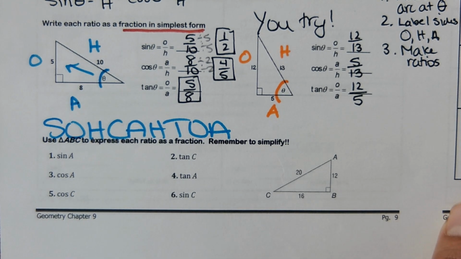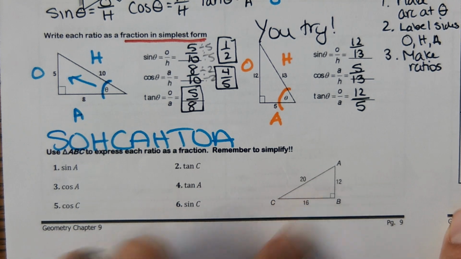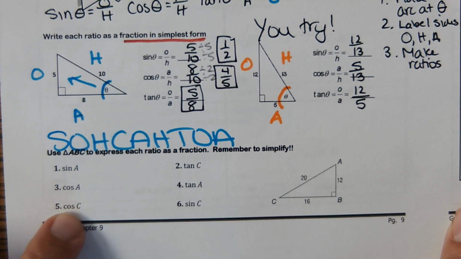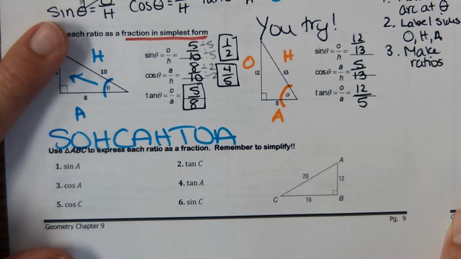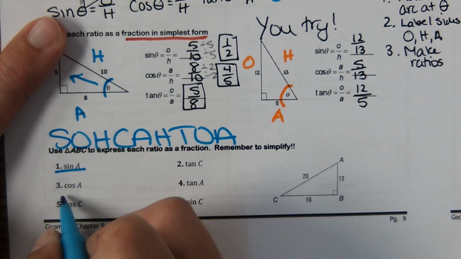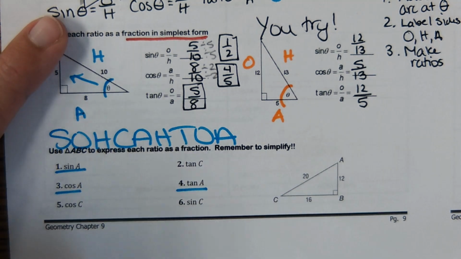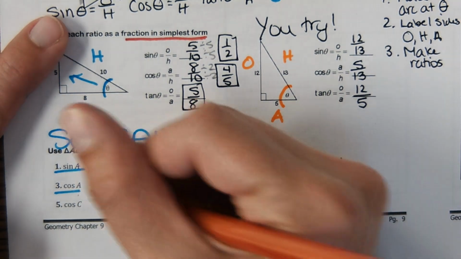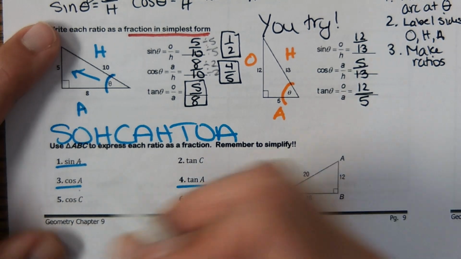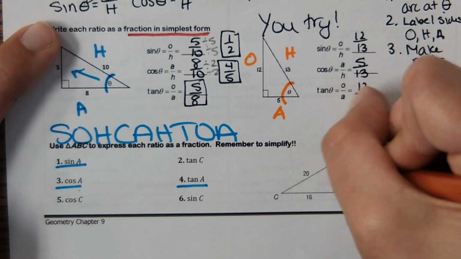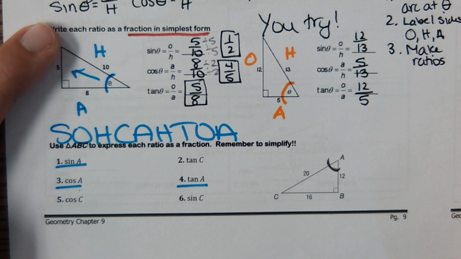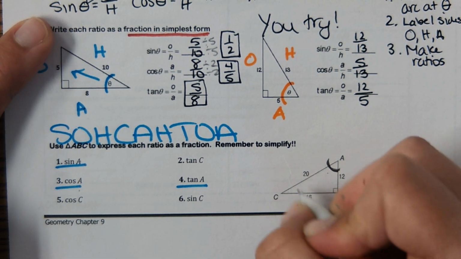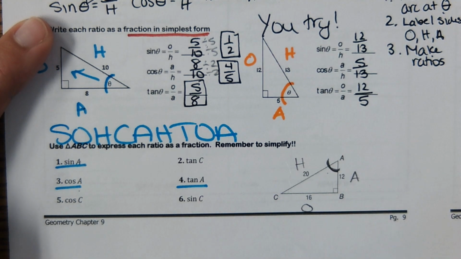And then also notice that there is no theta anywhere to be found. So they told us sine of A, cosine of C. The letter is your designated angle. So we're going to do all the ones that are A first. And so for angle A, and I'm using a pencil because I'm going to need to erase when I go to do C, I make an arc at A, just like we did with theta. And then from this arc, I label my sides. So opposite, hypotenuse, adjacent.